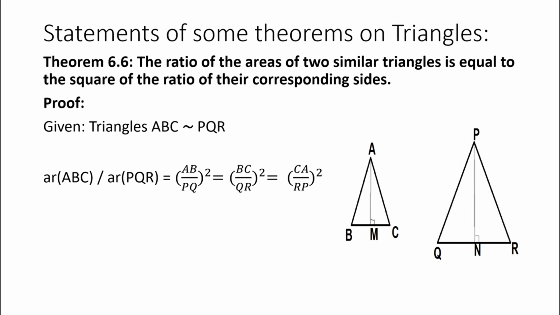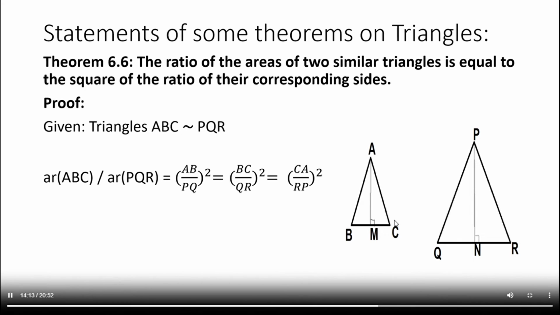Theorem 6.6 says that the ratio of the areas of two similar triangles is equal to the square of the ratio of their corresponding sides. Means if it is given triangles ABC and PQR are similar, then area of ABC upon area of PQR will be equal to the square of all the ratios of sides. Means AB upon PQ square is equal to BC upon QR square is equal to CA upon RP square.